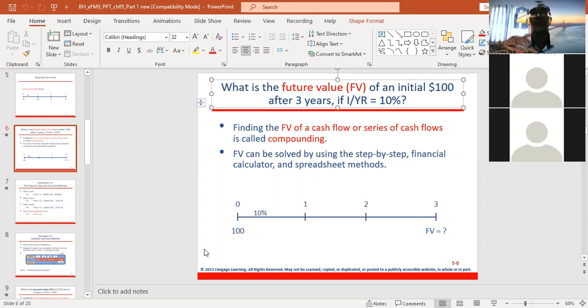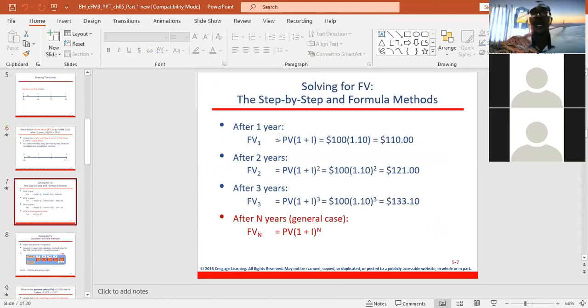So from the timeline, we know that our initial amount at time 0 is $100. The interest per year is 10%. And we know it's a lump sum because we are depositing $100 for 3 years. It's not an annuity. So we are looking for the future value after 3 years. We can solve this problem using our ordinary calculator.